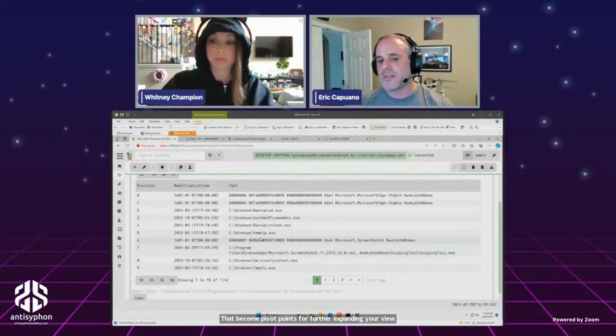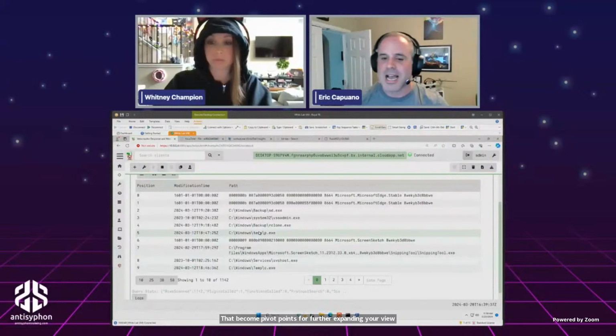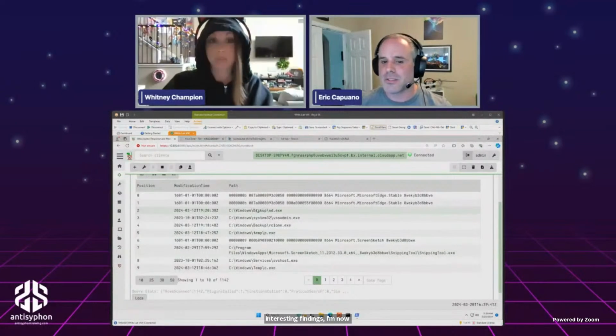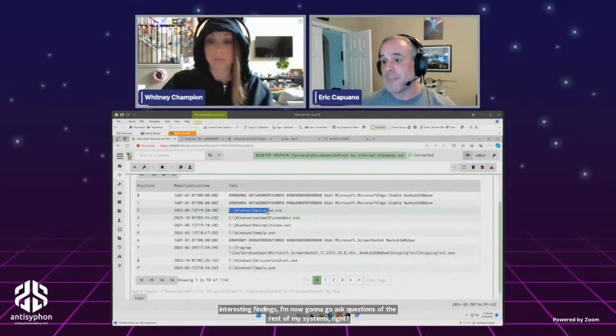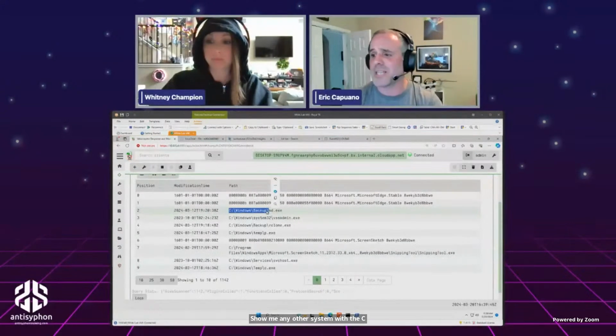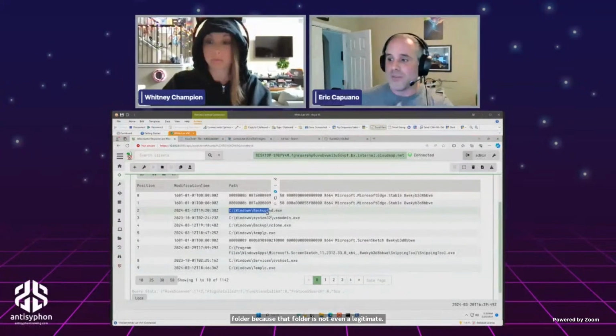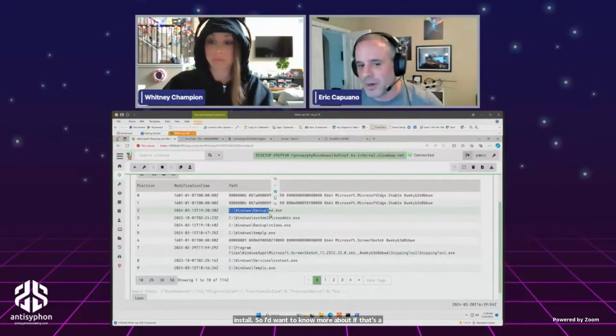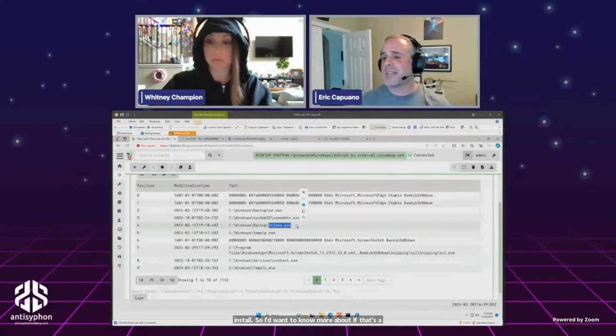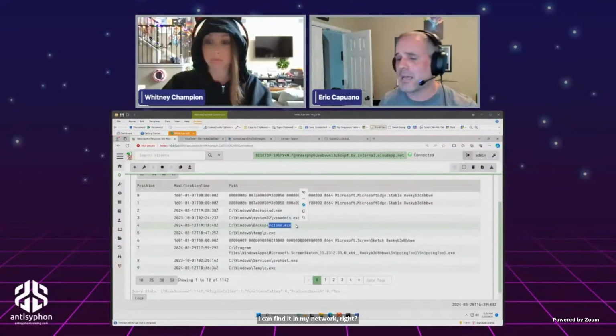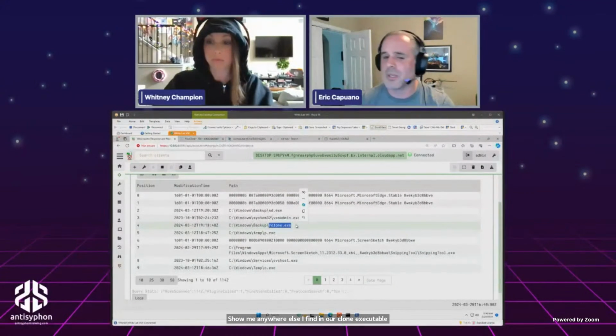So with each one of these interesting findings, I'm now going to go ask questions of the rest of my systems. Show me any other system with a C:\Windows\Backup folder, because that folder is not even a legitimate directory. That's not part of a Windows install. So I'd want to know more about, if that's a known attacker working directory, show me anywhere else I can find it in my network. Show me anywhere else I find an rclone executable, because that's not approved software. That's not something we legitimately use.